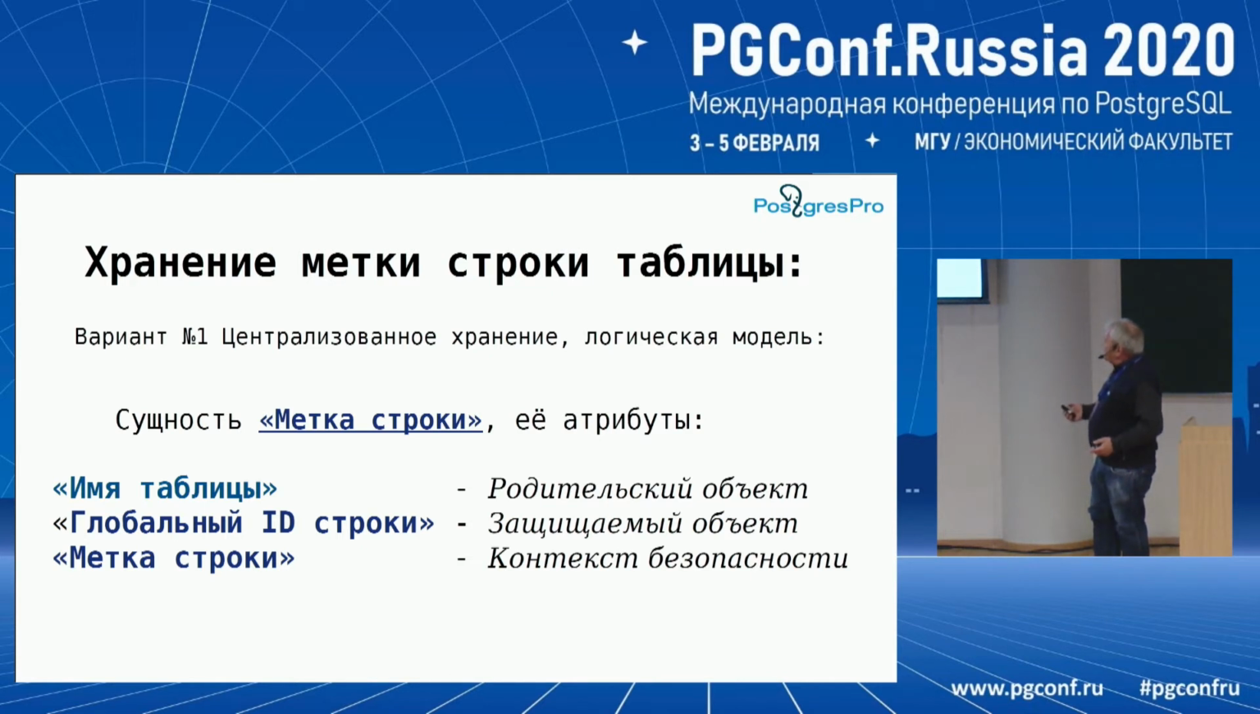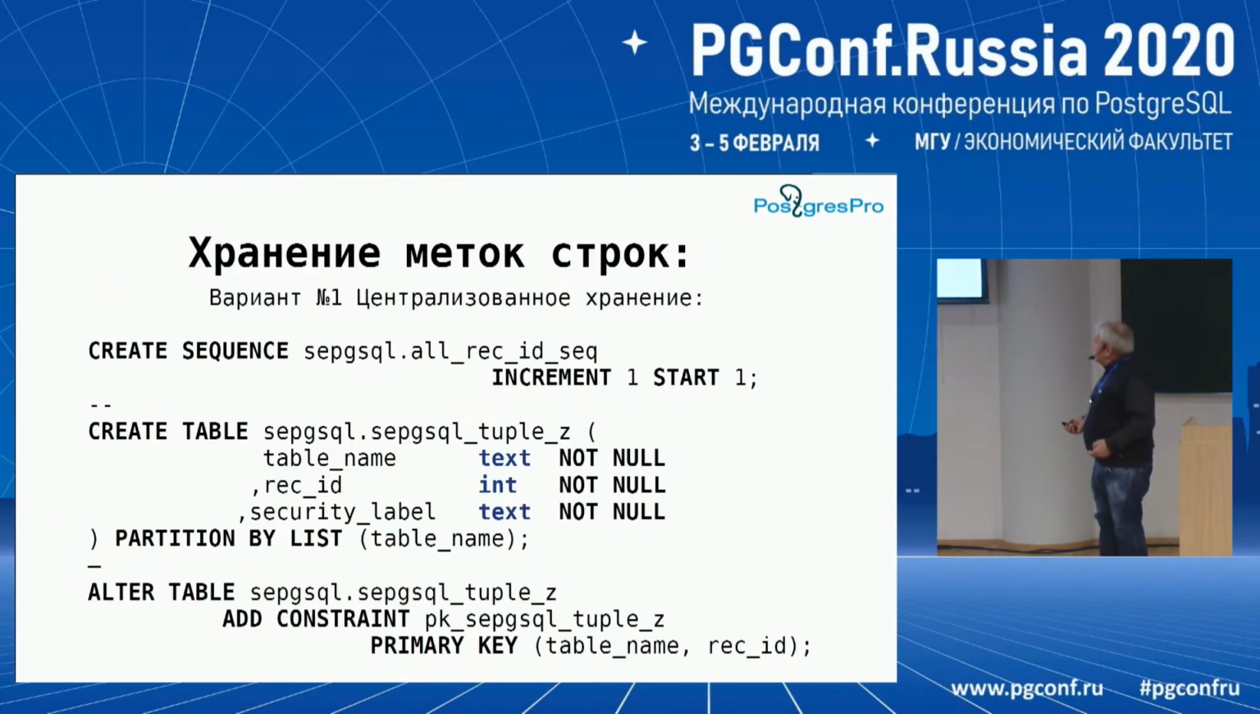The relative diagram is like this. So parent object name of the protected table, a global ID, string ID. This is a thing that is related to a protected table and the security label. And then comes the string label. Nothing special. This structure must ensure a very simple query plan.